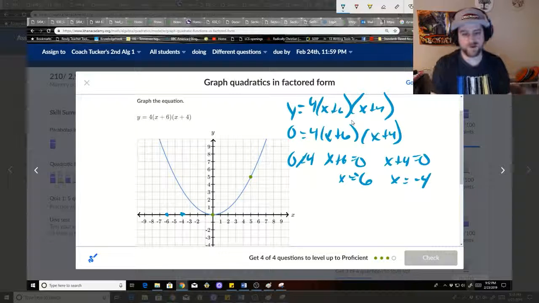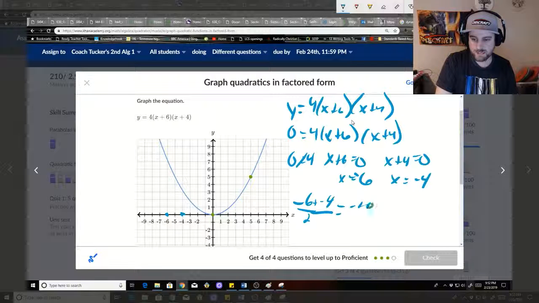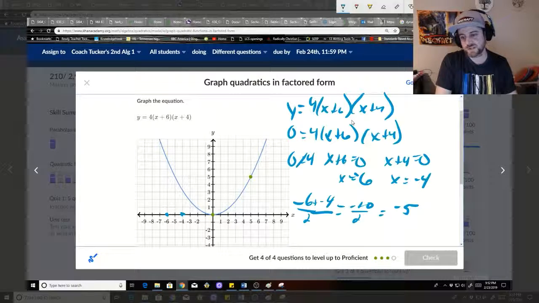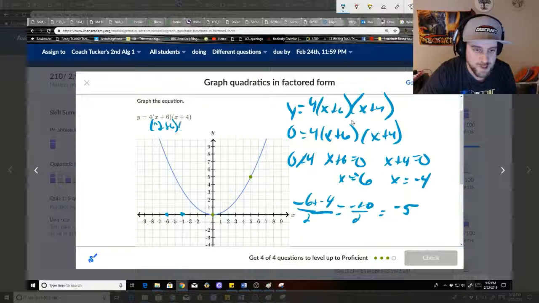So what's my vertex? Well, the vertex is in between them. I know it's going to be negative 5 as the x value of my vertex, the x coordinate. I also know that because negative 6 plus negative 4 over 2 is equal to negative 10 over 2, which is negative 5. So negative 5 is the x value of this. But now we need to plug in negative 2. So if you plug that negative 2 in, negative 2 plus 6 times negative 2 plus 4, and then you have the 4 out here. Work that out. This is a positive 4.